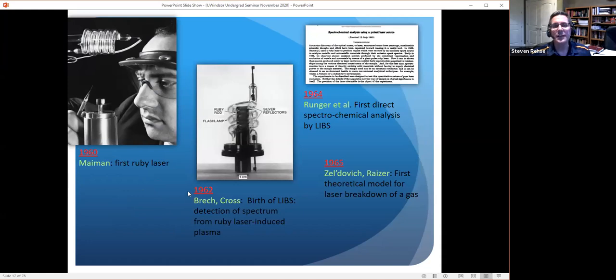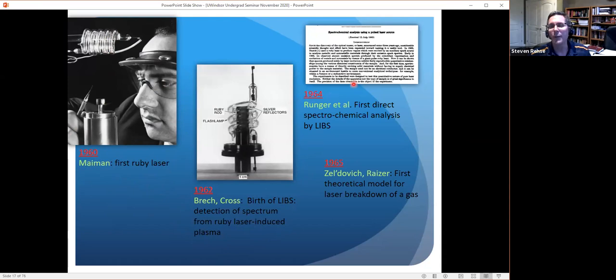So this is not a new technique. In 1960, Maiman came up with the first ruby laser. So there's a picture of what a ruby laser would kind of look like. Almost immediately in 1962, LIBS was born when a paper was published detecting a spectrum from ruby laser-induced plasma. So right away after they had a pulse laser, the first thing they did was shoot it into things, focus it down, and then look at the light coming out of it. So it took all of 2 years for that to be born.